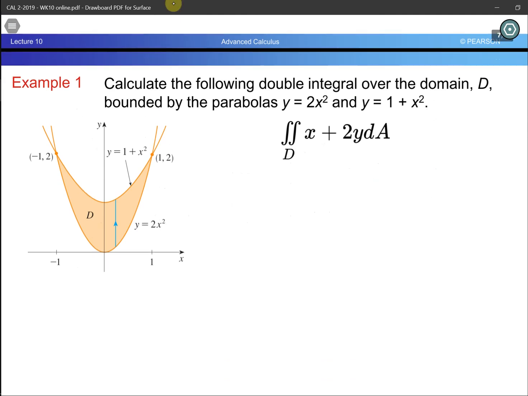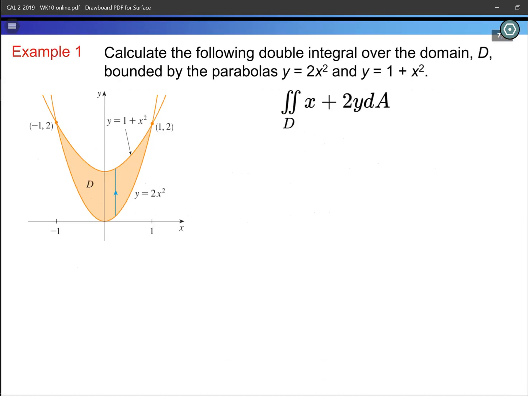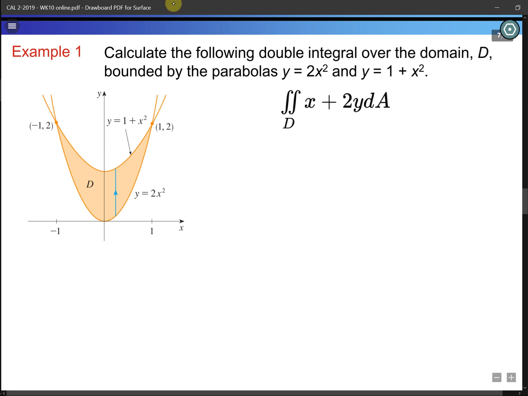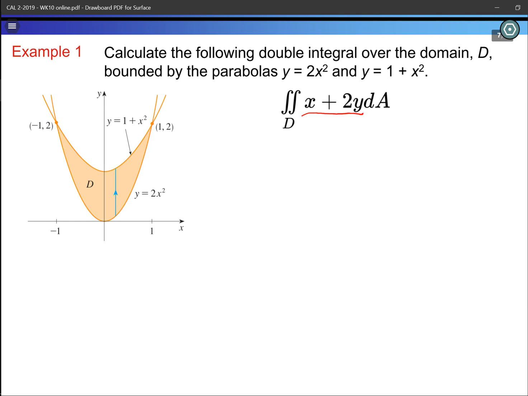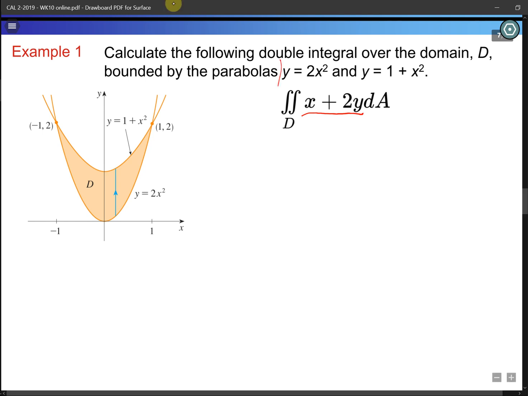Alright, so example 1. Let's do this together. We need to calculate the double integral. The function, the surface that we have, is x plus 2y. We need to do this over a domain D, and it's bounded by the parabolas. The first one is y equal to 2x squared, and the other is y equal to 1 plus x squared.